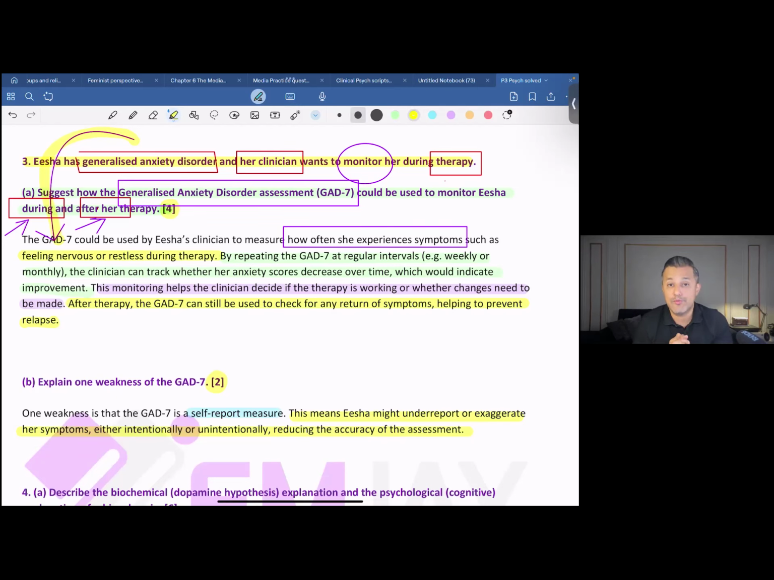So when you talk about self-report measures, they rely on the information that you receive from the patient, or whoever the person is who's providing information to you. So if they're honest, well and good. But if they're not honest, that would reduce the accuracy of whatever you're trying to figure out. And in this case, if Isha underreports or exaggerates her symptoms, intentionally or unintentionally, that would reduce the accuracy of the assessment.